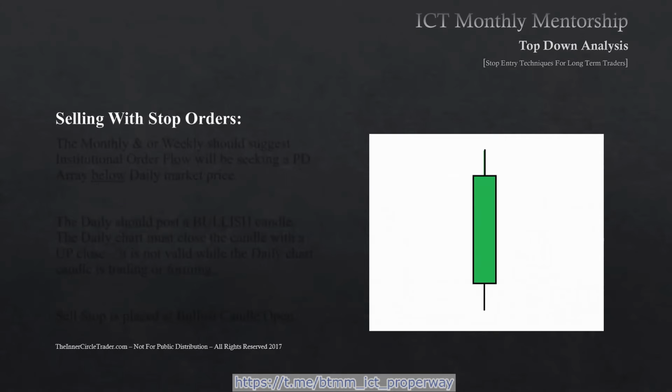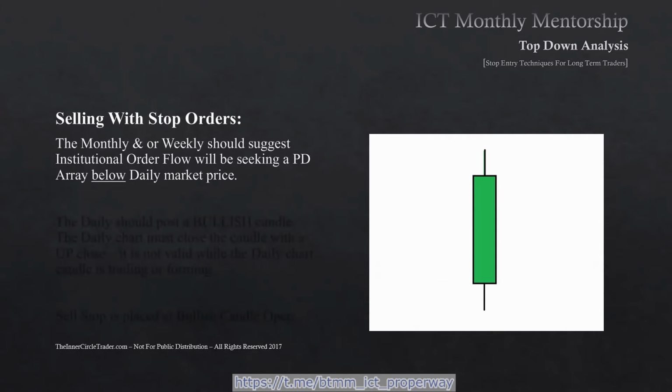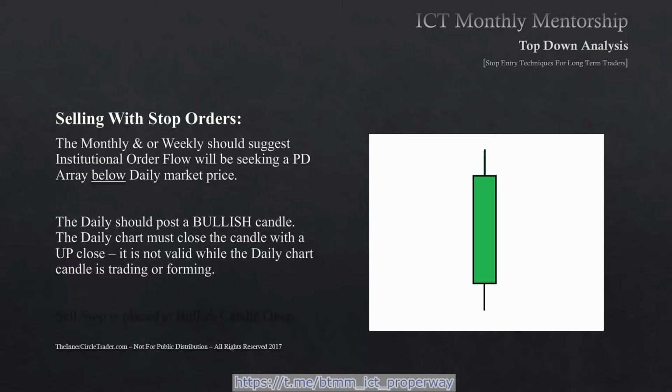Okay, selling with stop orders. The monthly and/or weekly should suggest institutional order flow. We'll be seeking a PD array below daily market price. The daily should post a bullish candle. The daily chart must close the candle with an up close, and it is not valid while the daily candle is trading and/or forming. The sell stop is placed at the bullish candle's open.